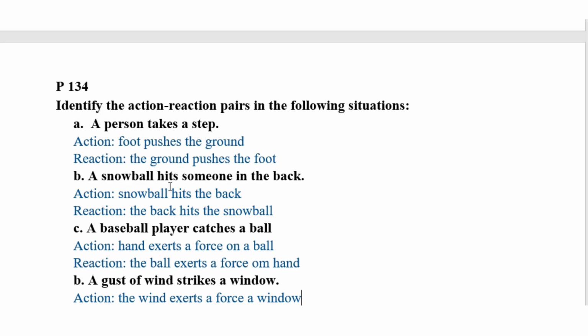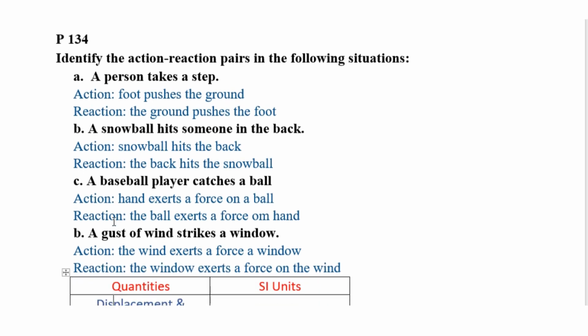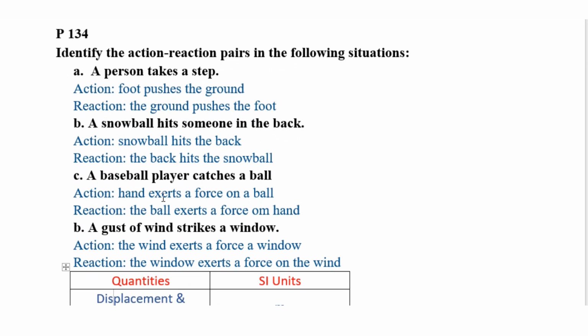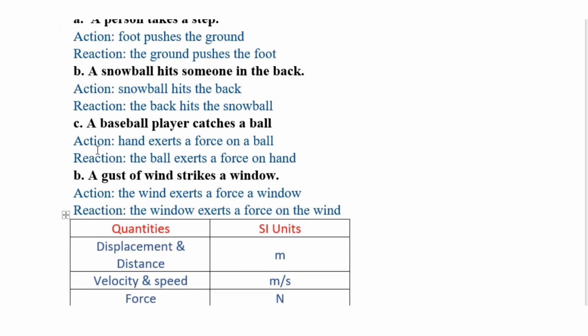Snowball hits someone in the back. What's the action? Snowball hits the back. The reaction, the back hits the snowball. The baseball player catches a ball. What's the action? Hand exerts a force on the ball. Reaction, the ball exerts a force on the hand. A gust of wind strikes a window. The wind exerts a force on the window. The window exerts a force on the wind.